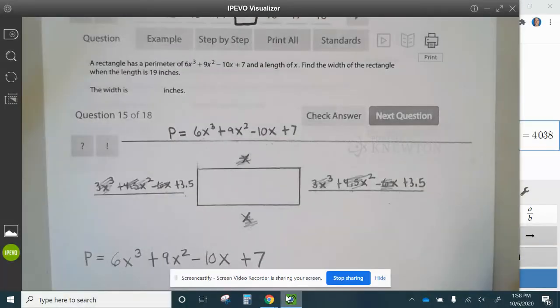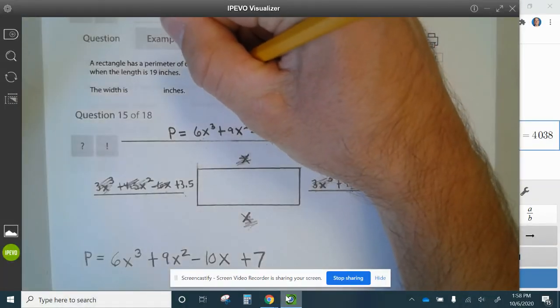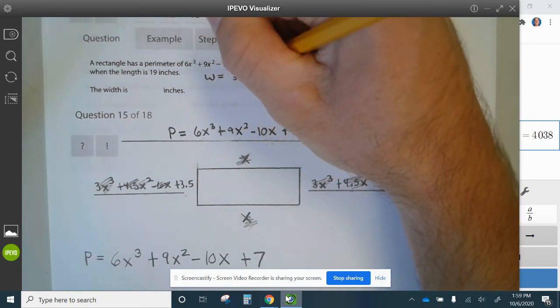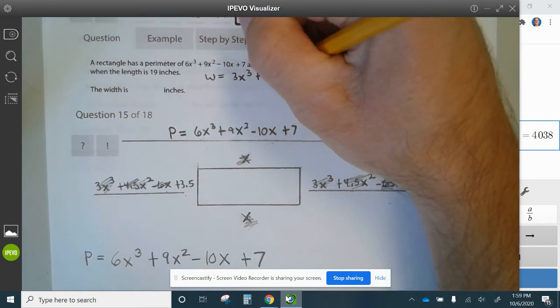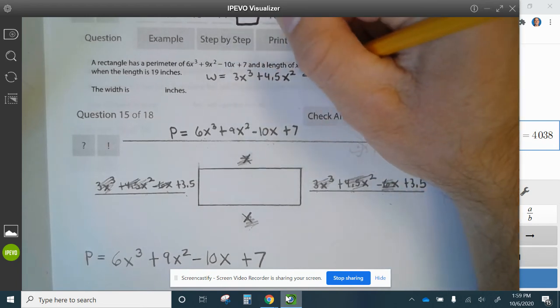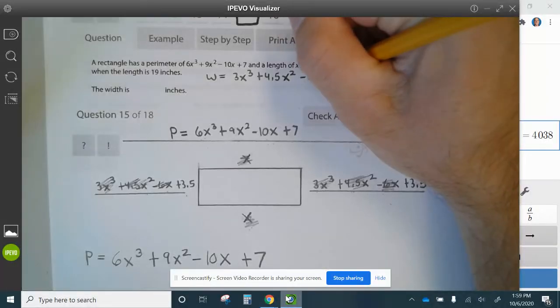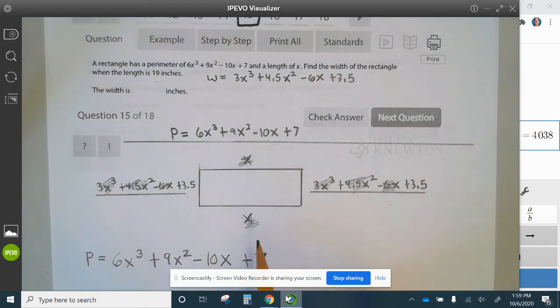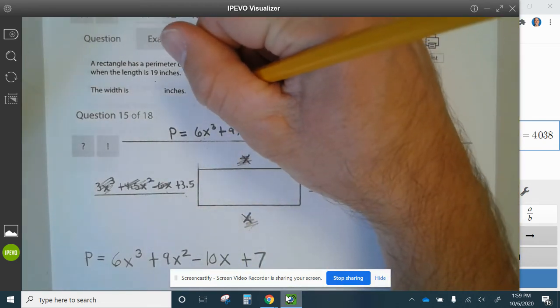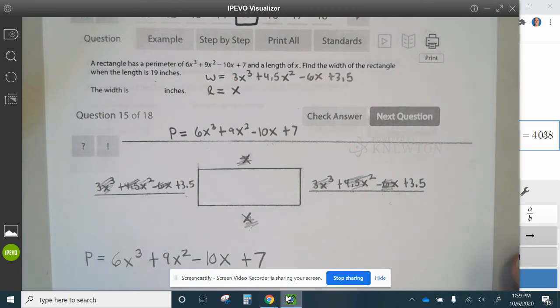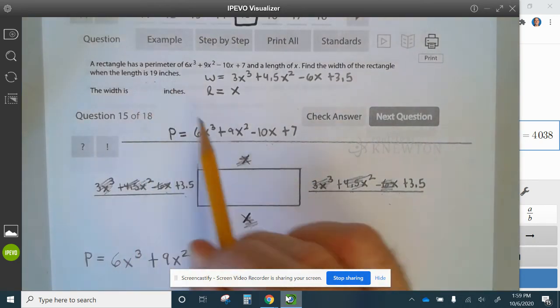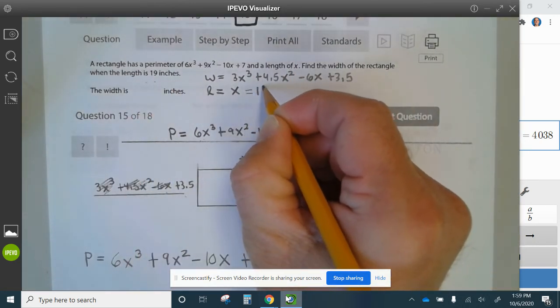So now we know the width of the rectangle, let's call it W, equals 3x cubed plus 4.5x squared minus 6x plus 3.5. Now, it wants to find the width when the length is 19. Well, we know the length is x. So length is x. Well, if the length is 19, then x equals 19. And if x is equal to 19, we can plug 19 in for x, and we'll get the width.